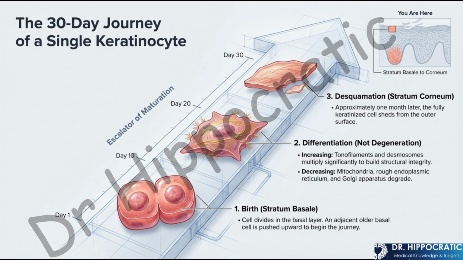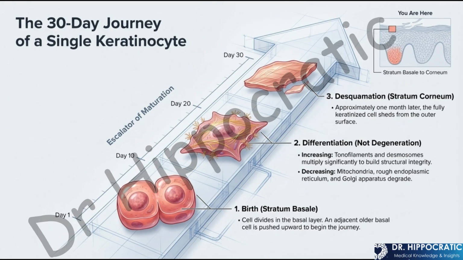Then, roughly between days 10 to 20, it goes through differentiation in those middle layers. Right, it's building up its defenses. Exactly. It's massively multiplying its spot welds, the desmosomes, and building internal tonofilaments for structural integrity. But at the same time, its internal organs, the mitochondria, rough endoplasmic reticulum, and Golgi apparatus, are all degrading. Finally, around day 30, it reaches the surface at the stratum corneum and undergoes desquamation, meaning it basically sheds off into the mouth.